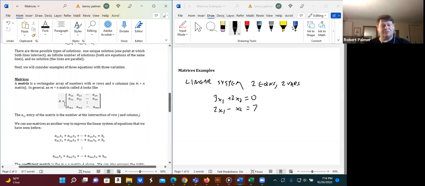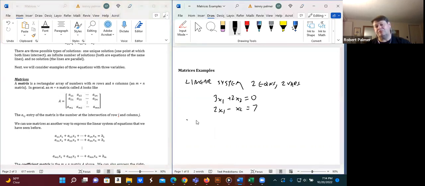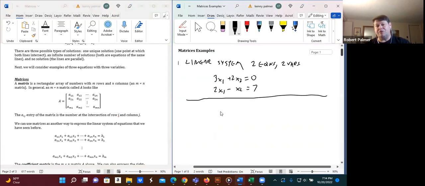So a matrix is basically a block of numbers that looks like this. In general, we talk about an m by n matrix, where you have m rows: row 1, row 2, and row m. And then n columns: column 1, column 2, and column n. And that's what a matrix is. Let's come over here and look at an example. In fact, we'll just make an example matrix out of this system.